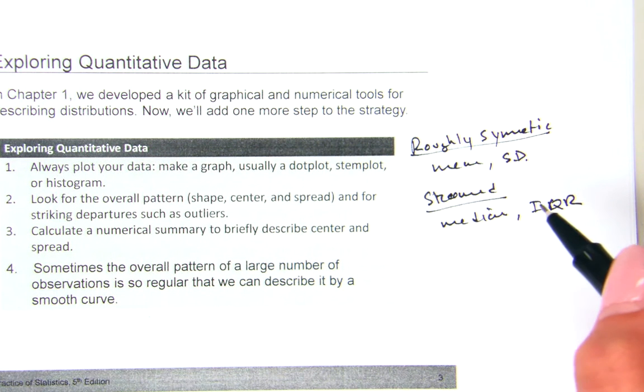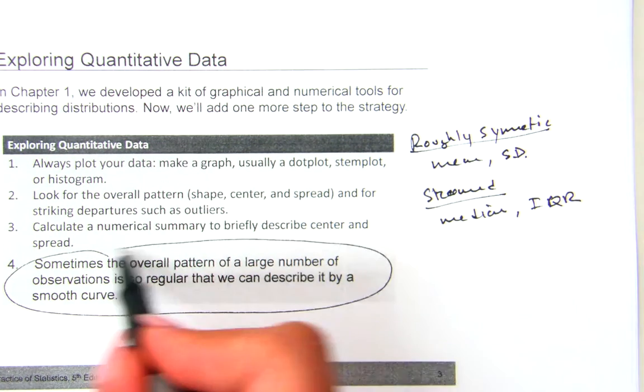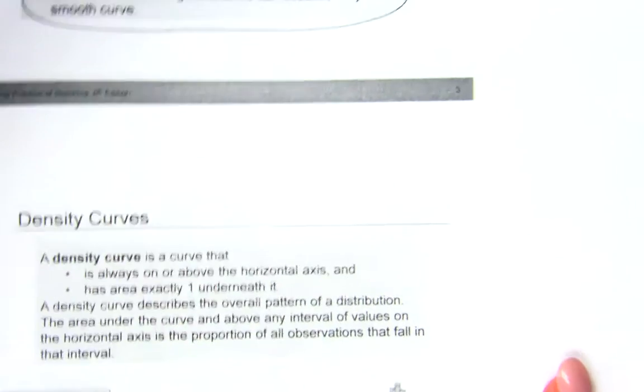And then sometimes the overall pattern of a large number of values is so regular that we can describe it by a smooth curve. And this is going to be the main idea of today's section. Usually roughly symmetric is kind of what we're going for, but sometimes it tends to be a really nice pattern skewed, depends on which. We can describe it by a smooth curve, right? And the curve is what is in the next slide, which is called a density curve.